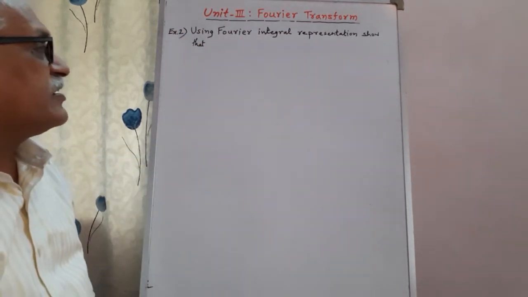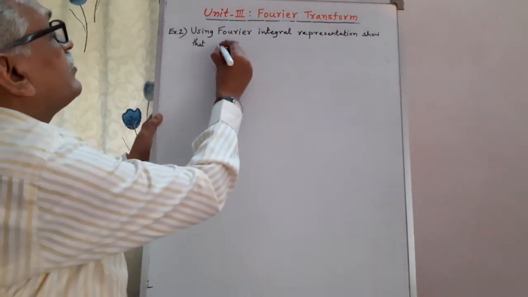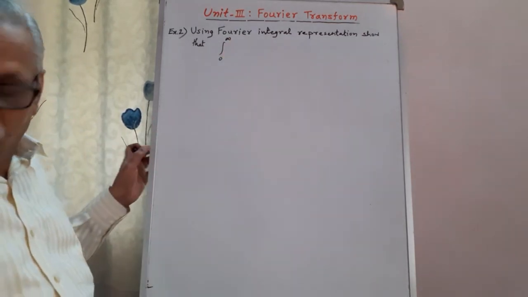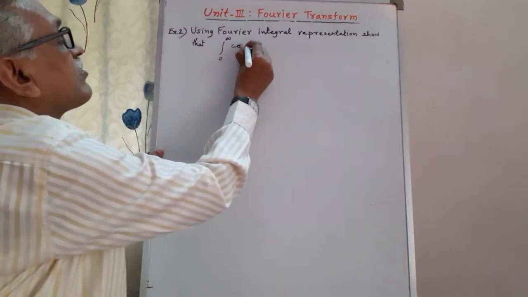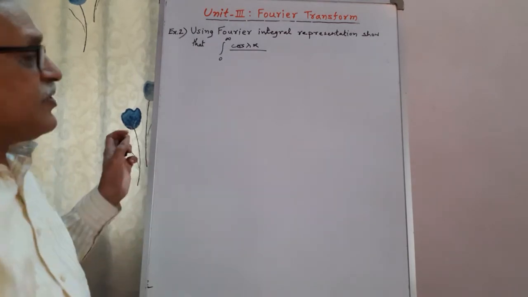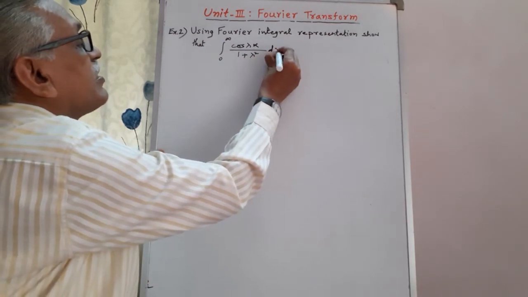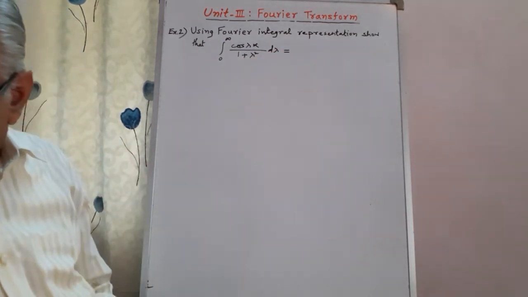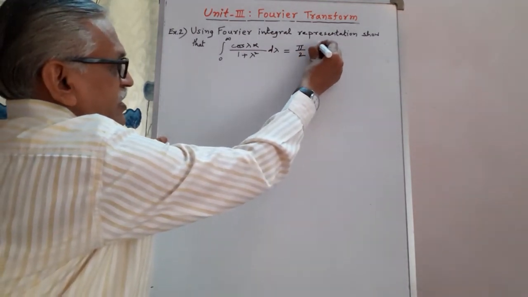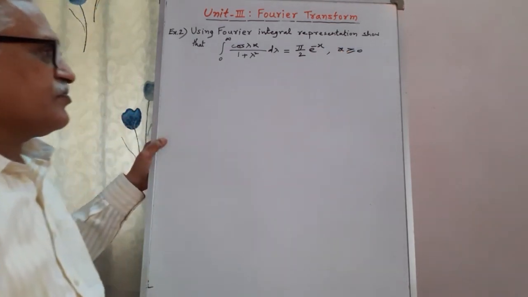Using Fourier integral representation, show that the integration from 0 to infinity of cos of lambda x divided by 1 plus lambda square d lambda is equal to pi by 2 into e raised to minus x, for the condition x greater than or equal to 0.